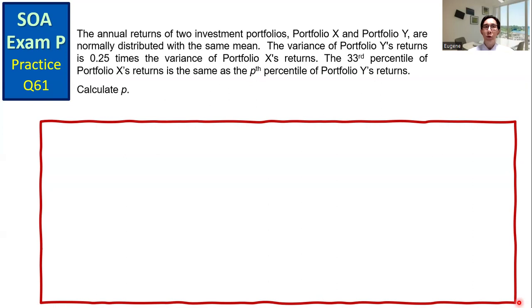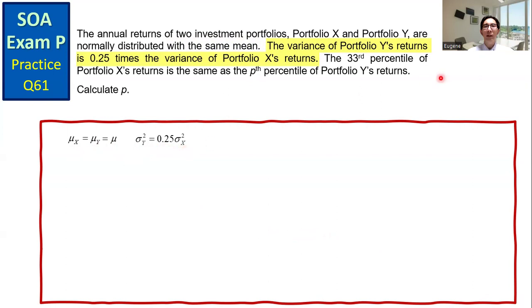Let's take a look at the solution. The mean of the two portfolios are the same. We have mu X equals mu Y, let it be mu. And then the variance. The variance of Y, sigma Y squared, equals 0.25 times sigma X squared.